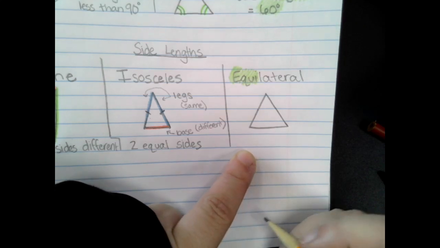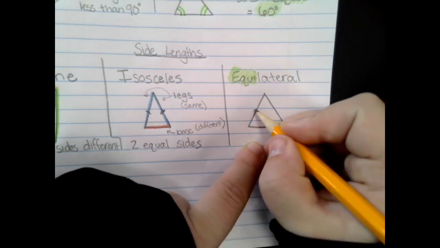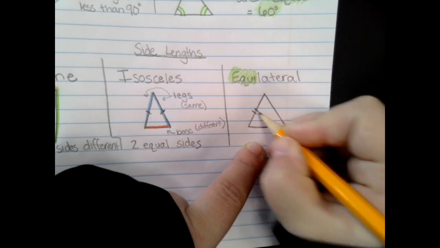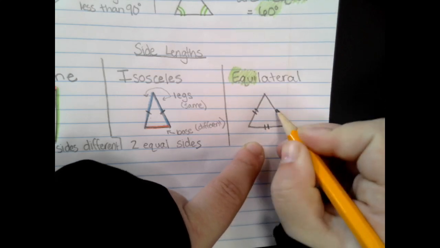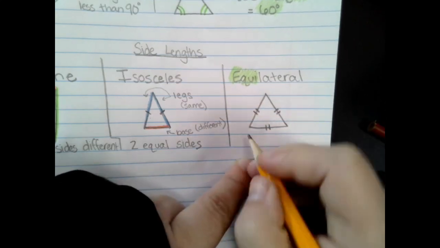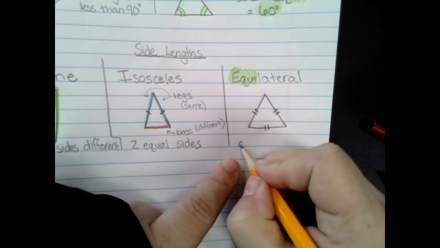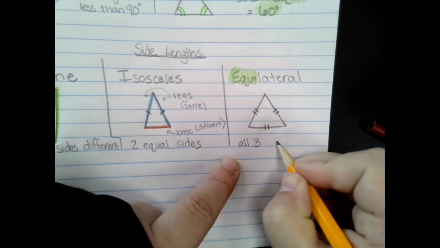So as we draw that triangle, I want to communicate to my reader that all the tick marks are the same, so I'm going to do tick marks on all the sides. I'll do 2 this time. Just keep it interesting. And this is all 3 sides equal.